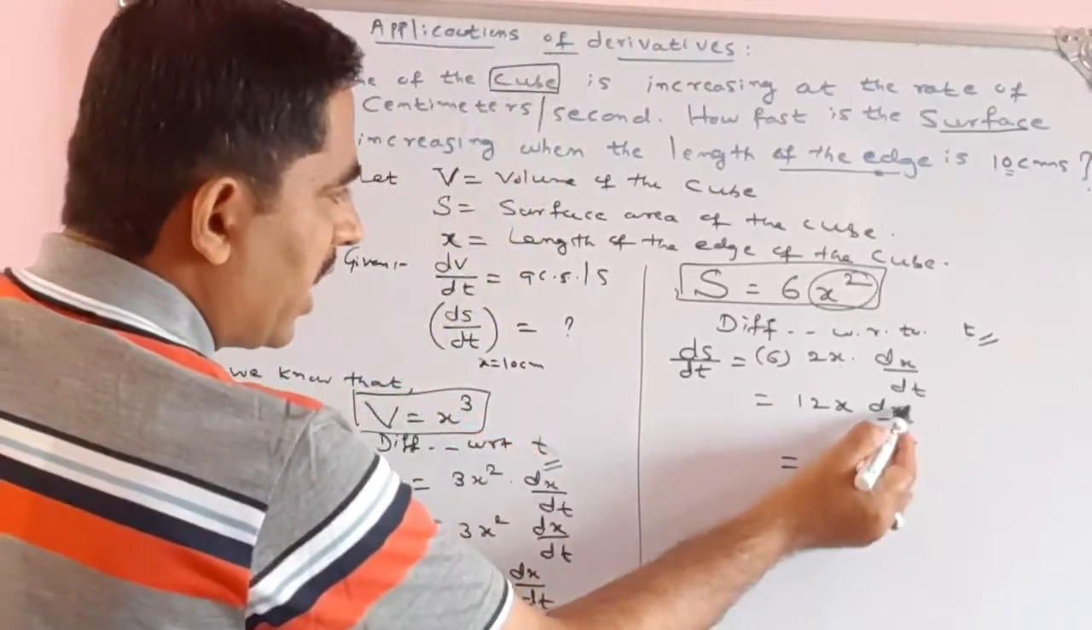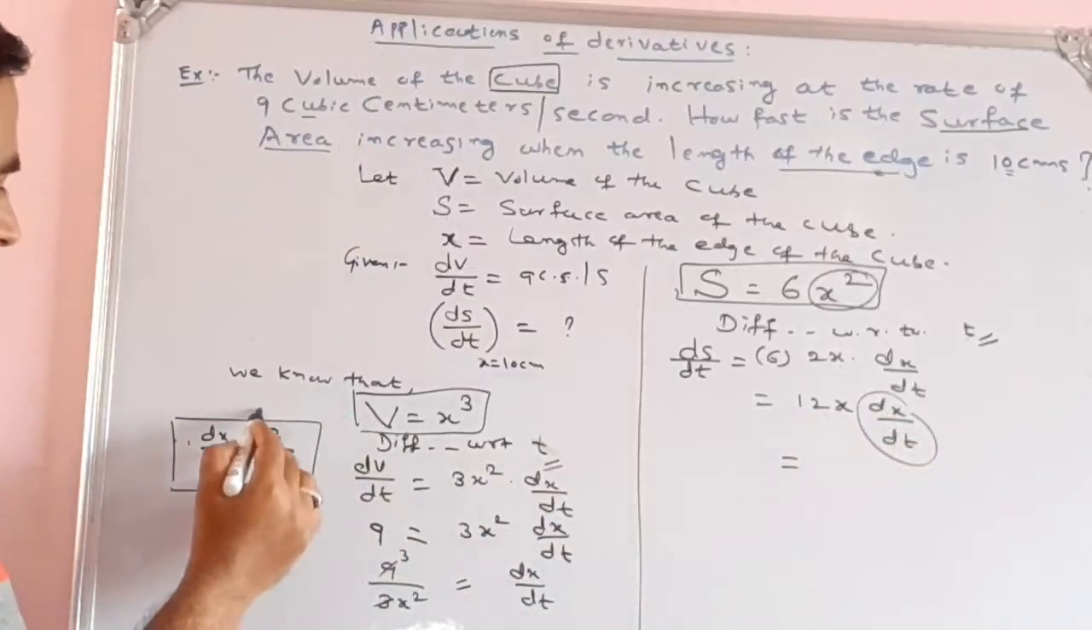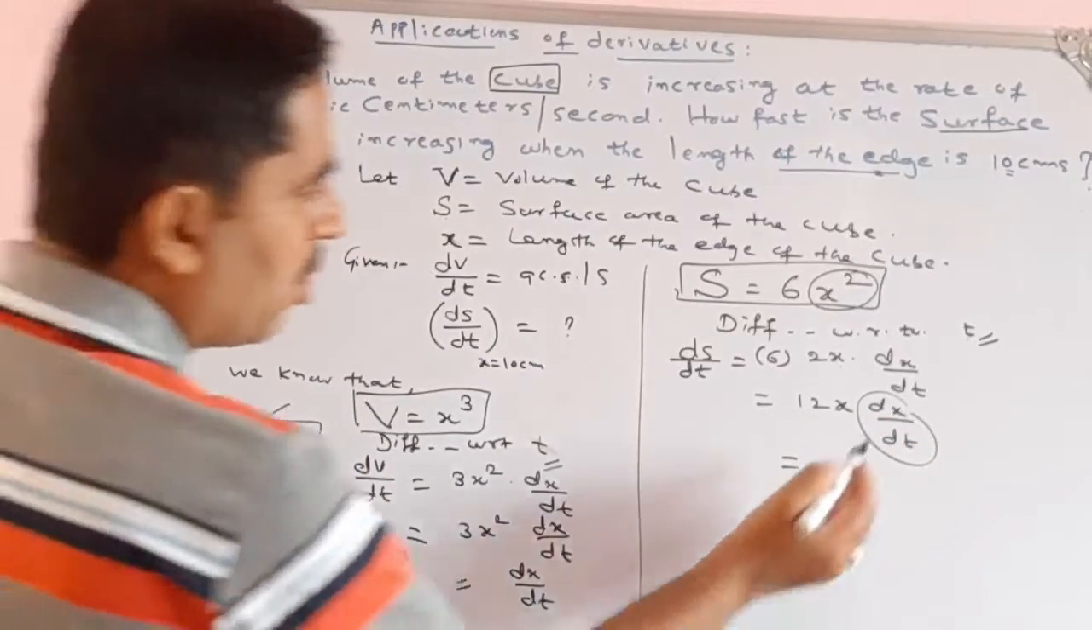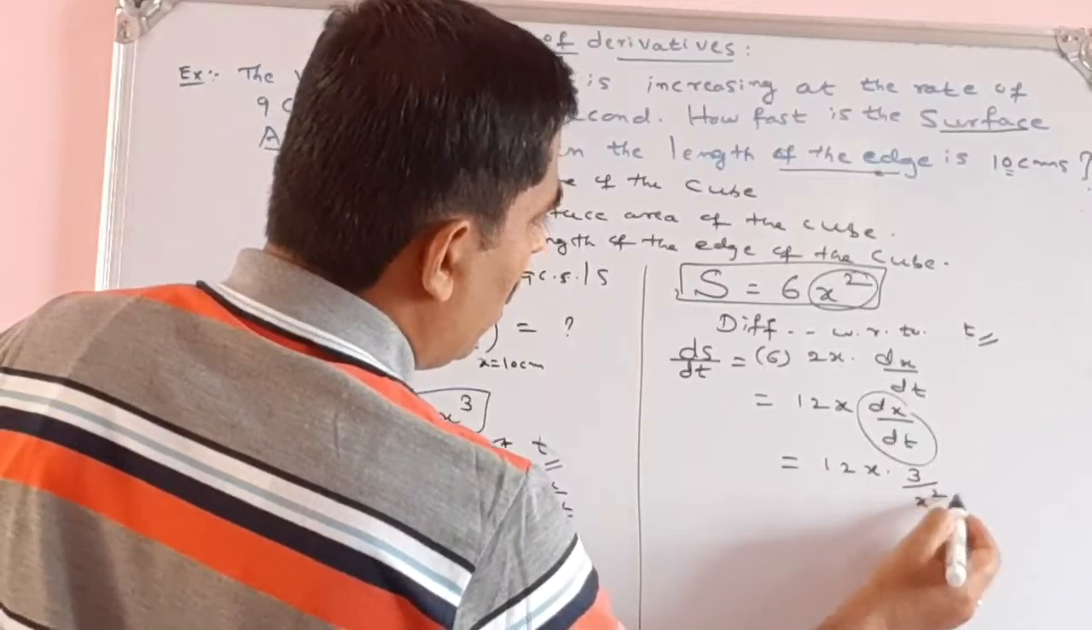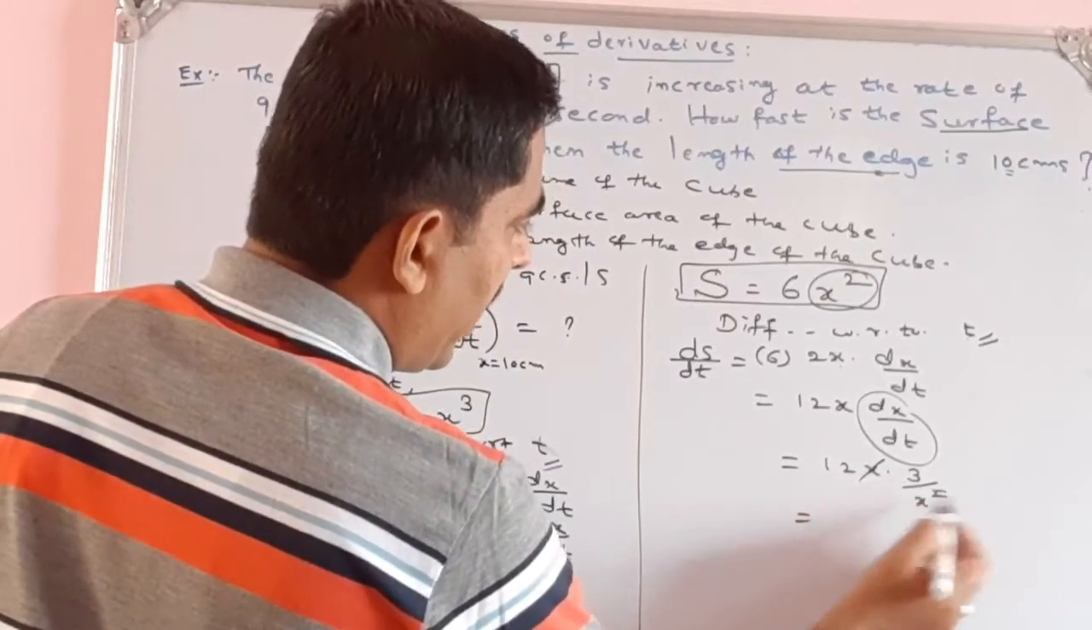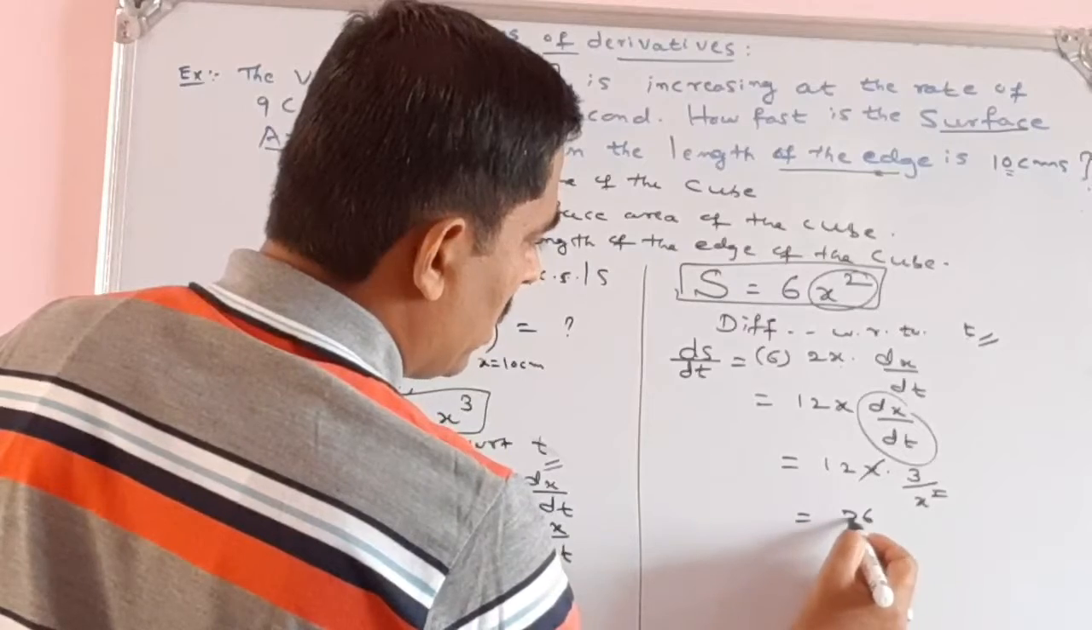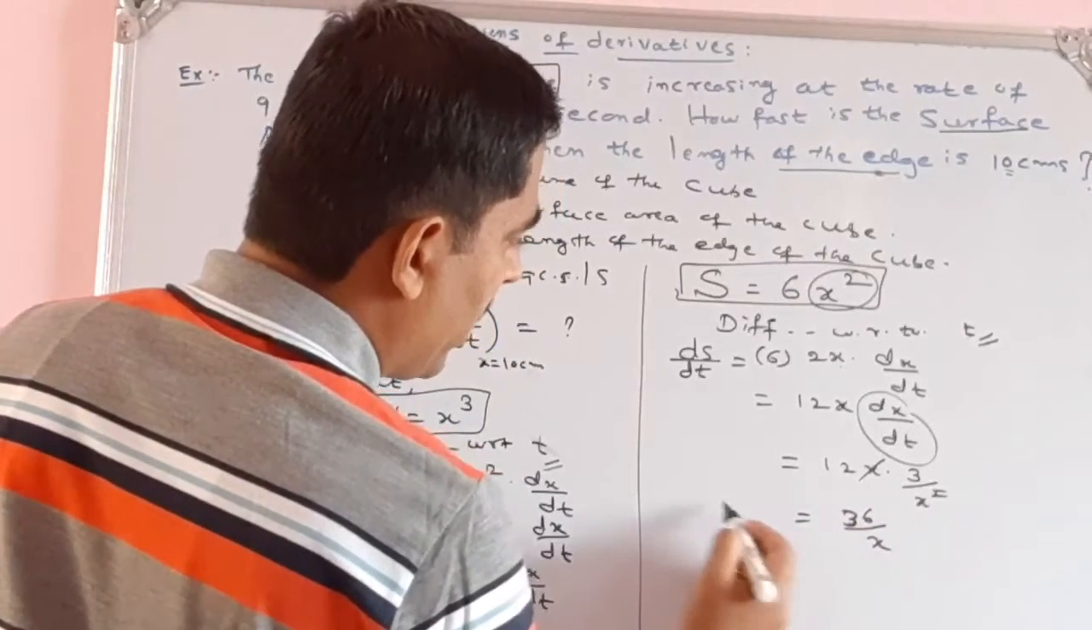Make use of the result for dx by dt. We have dx by dt equal to 3 by x squared. Substitute 3 by x squared here: 12x into 3 divided by x squared. Then one x cancels, and 12 times 3 is 36. So 36 on the numerator, and the denominator will be x.